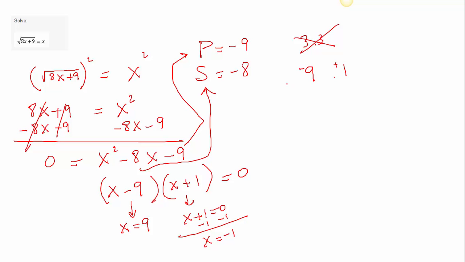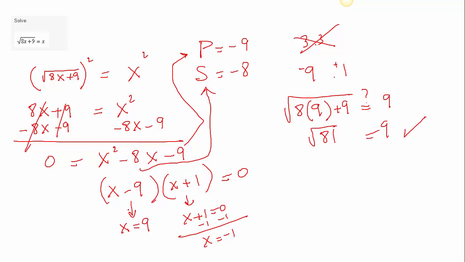Try x equals 9. If x equals 9, then you have the square root of 8 times 9 plus 9. Is it equal to 9? Because remember, x is 9, right? And we substitute x equals 9. So 72 plus 9 is 81. Is the square root of 81 equal to 9? The answer is yes. So x equals 9 is one of the solutions. Good. So this satisfies.